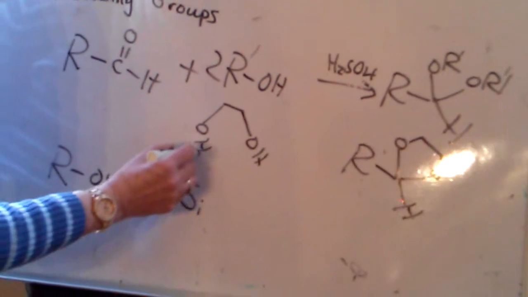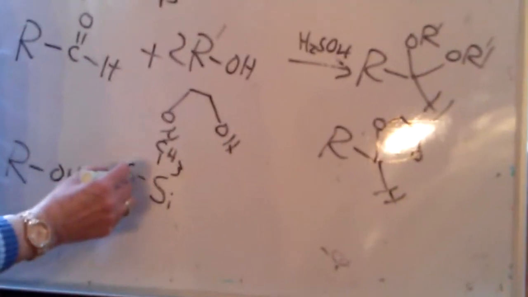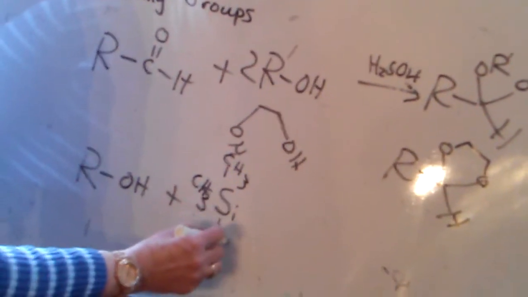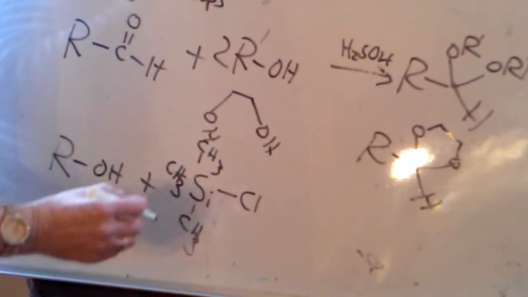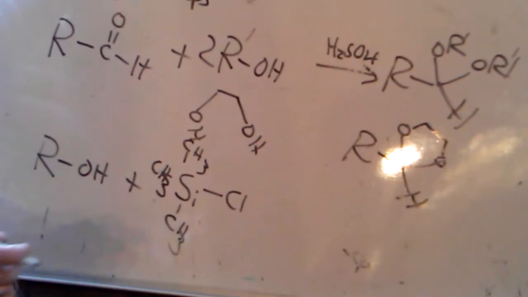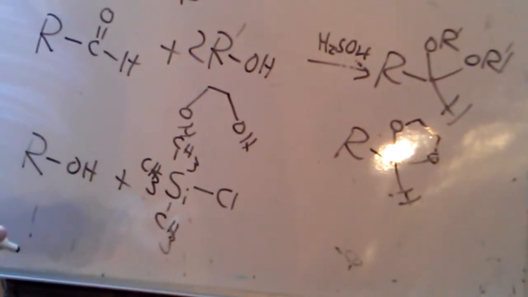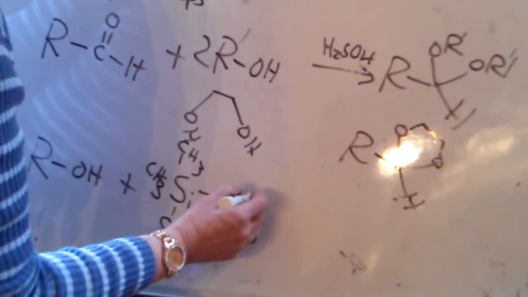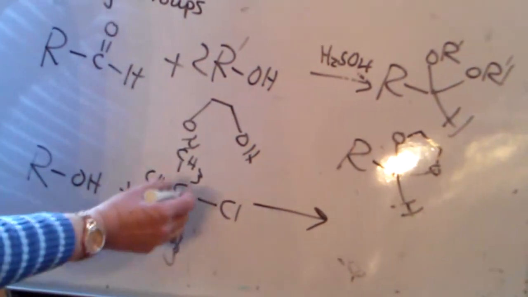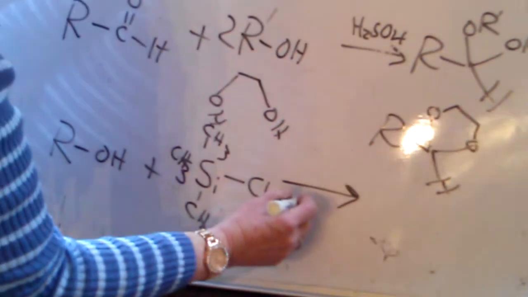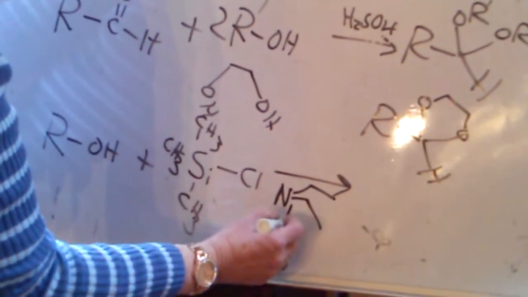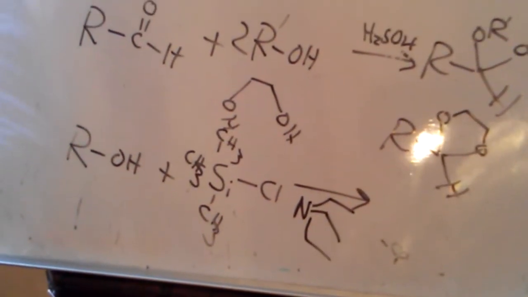So we talked about how the silicon is such a big atom that it doesn't have the substitution issues. I think we use silicon chloride. It doesn't have the substitution problems that other carbon-based species would have. And so you're adding like triethylamine or maybe pyridine as your proton scavenger.